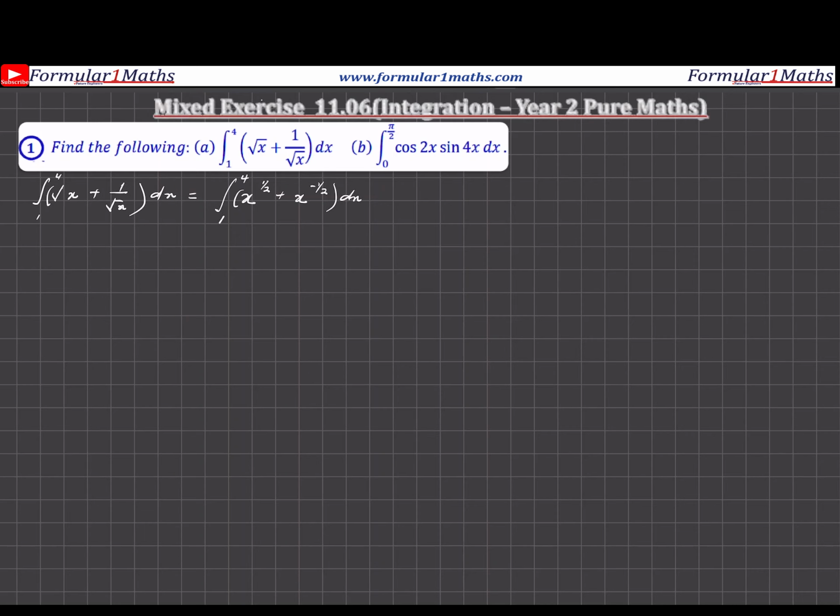Now I'm going to do my integration. If I integrate x to the power half, I'm going to add 1 to half to get 3 over 2. And I'm going to do 1 over 3 over 2, and I'm going to get 2/3 x to the power 3 over 2. So 1 plus half will be 3 over 2, and 1 over 3 over 2 is 2/3.